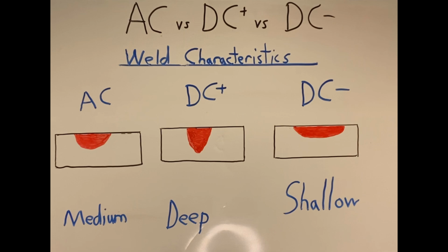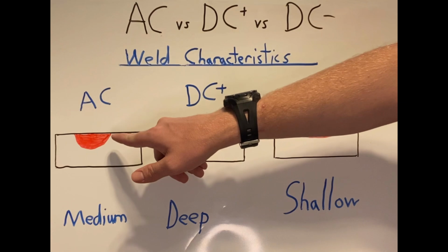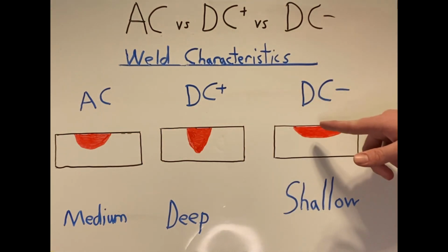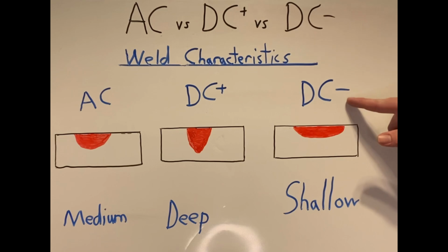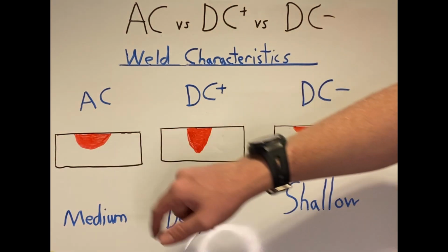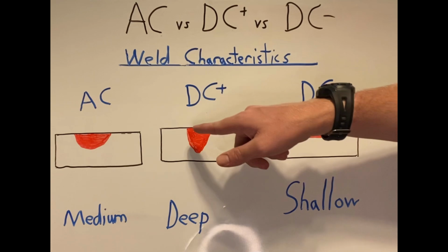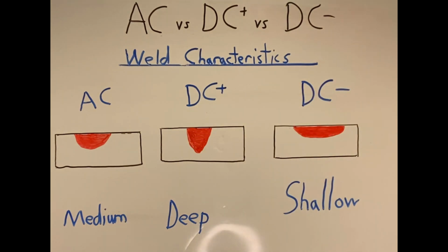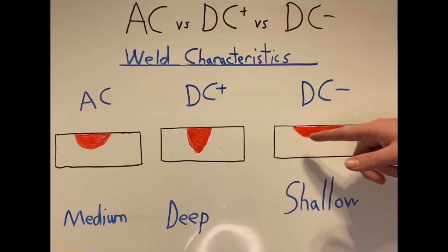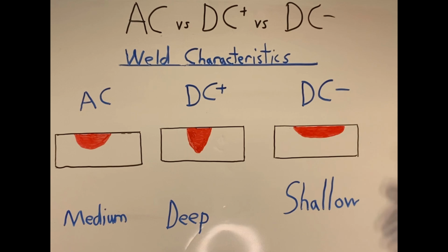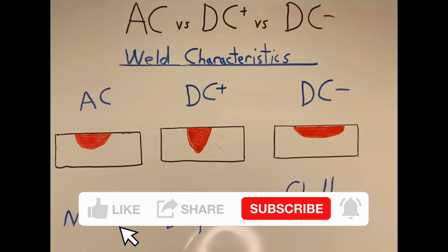So if you're wanting to be a little bit more advanced and you're wanting to know more about welding, you're going to want to remember that AC is the in-between, the medium of DC positive and DC negative. It will have medium depth, but also medium width. DC positive will have lots of depth, but minimal width. DC negative will have shallow penetration, but greater width. I know that sounds very confusing. That's why I wanted that for the more advanced students out there that want to memorize that.